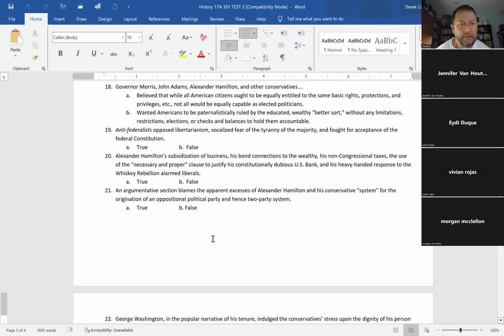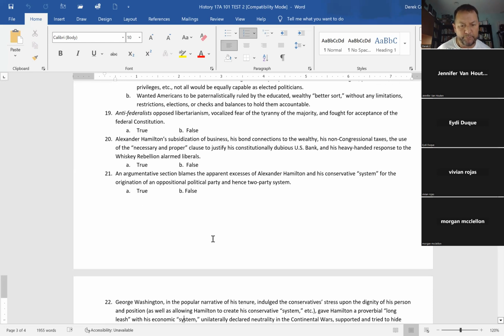All right. The Anti-Federalists, they were the ones who were libertarians. They did not oppose libertarianism. They were libertarians. And they were more concerned about tyranny from the few than they were about tyranny from the many. Alexander Hamilton's system, that's number 1 in the early Republic handout. And both number 20 and 21, I might leave to you. They're both right from number 1. All right.